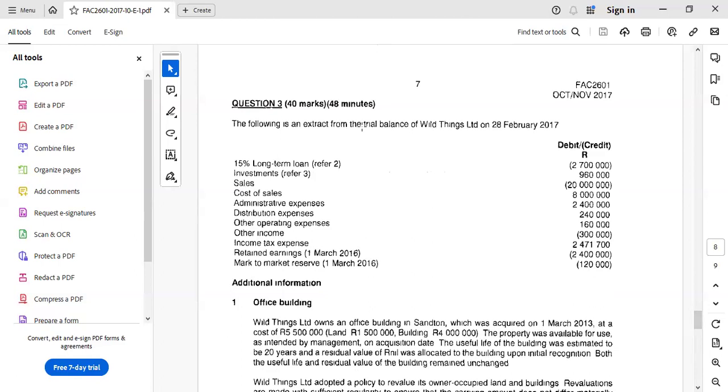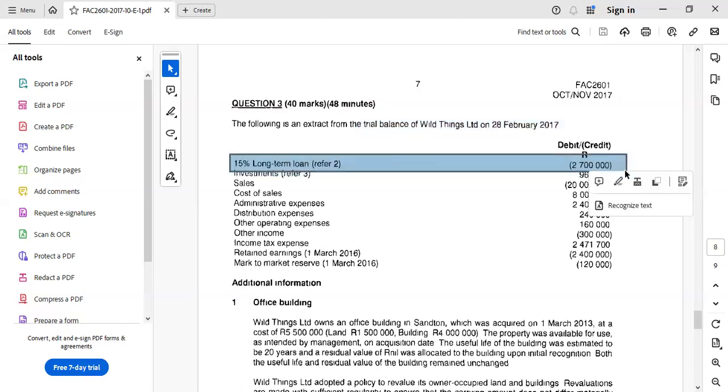Right. This is the trial balance on 28 February 2017. And by then, the loan was now 2.7. So this loan on 28 February, this is after the payment of one installment on 31 August 2016. But if they said long-term loan 1 March 2016, then we could have known that it's the original, the beginning one. But they said these balances are on 28 February 2017, so that means this was after the payment.